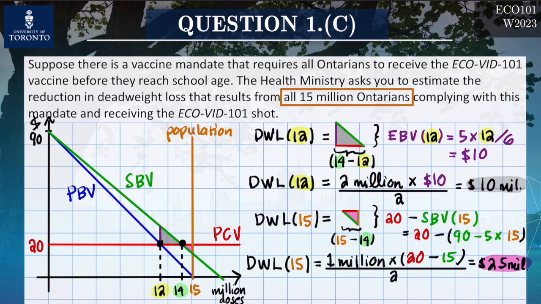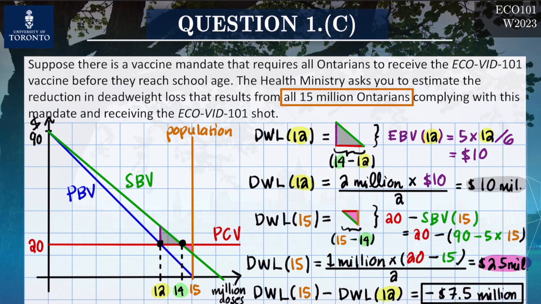So we can just finalize this exercise. We are just going to compute the difference between those two deadweight losses. So $2.5 million under the vaccine mandate minus $10 million, which is the deadweight loss under the market equilibrium. And in conclusion, with this vaccine mandate, the government reduces deadweight loss for the entire society by $7.5 million. And at least in terms of efficiency, in terms of costs and benefits for the entire society, we can see that this policy is actually successful, at least partially. We'll see that we might be able to do better in the next part of the exercise.